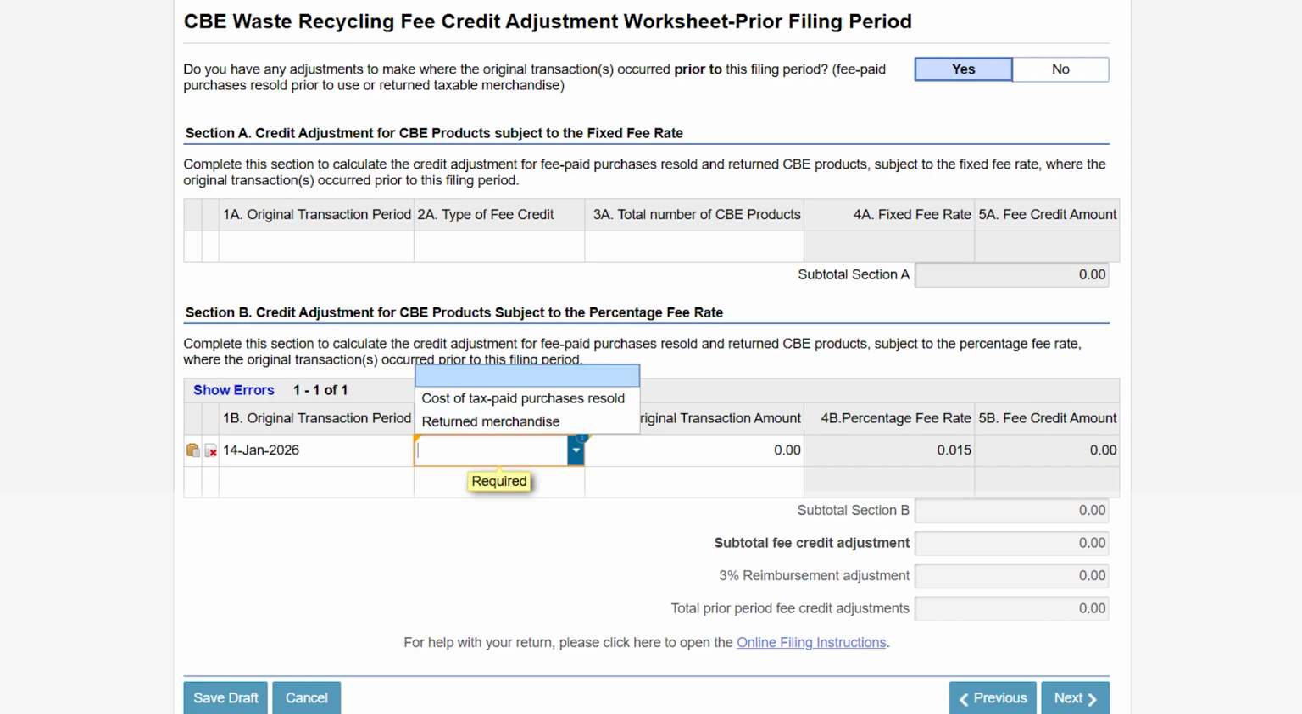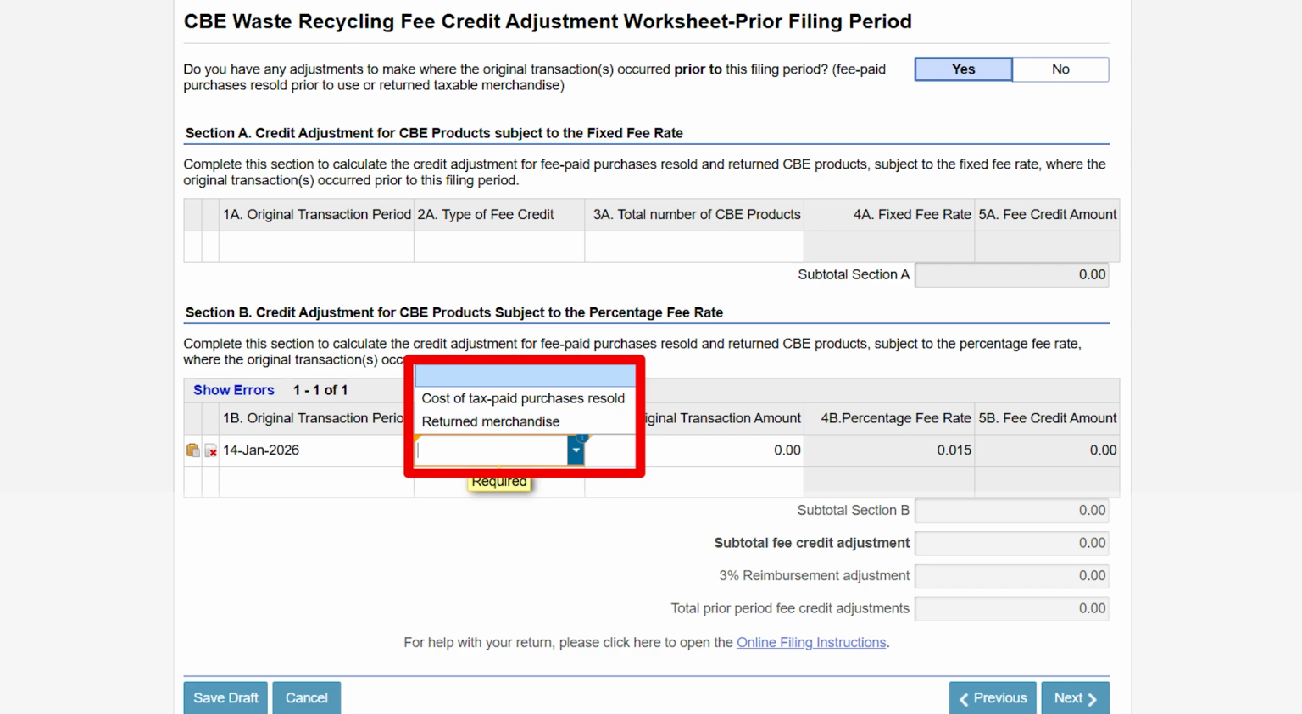We will indicate the type of fee credit by either selecting Cost of Tax-Paid Purchases Resold or Returned Merchandise from the drop-down menu. Credits for Cost of Tax-Paid Purchases Resold are credits you can claim if you have already paid the CBE fee to your vendor when purchasing products to put into your inventory for resale.